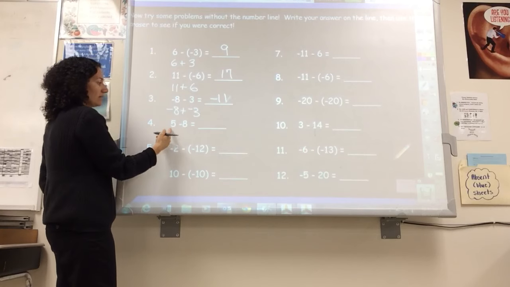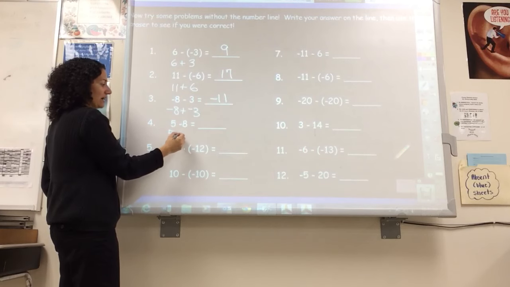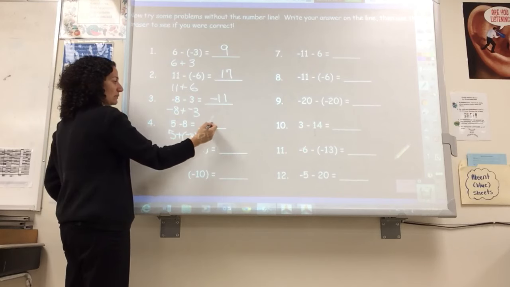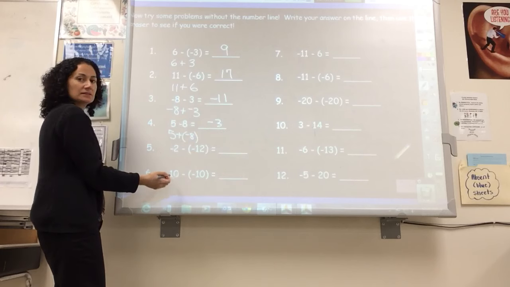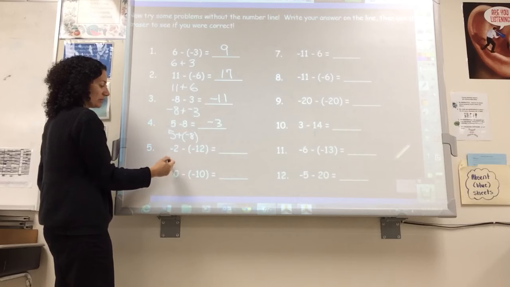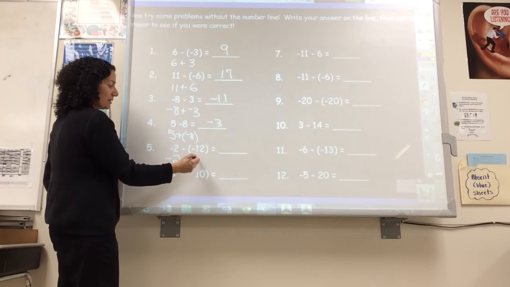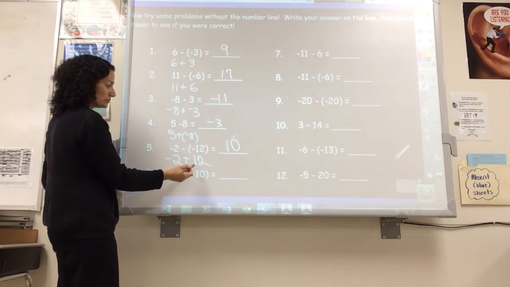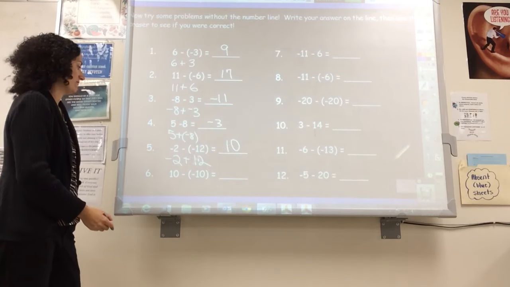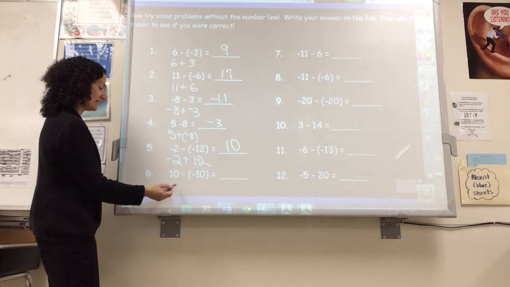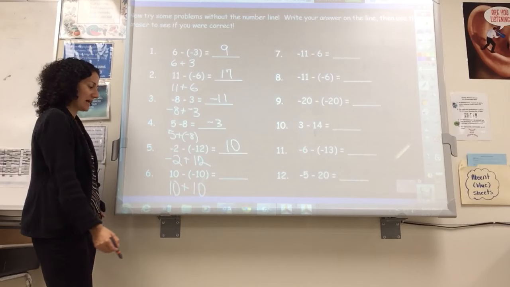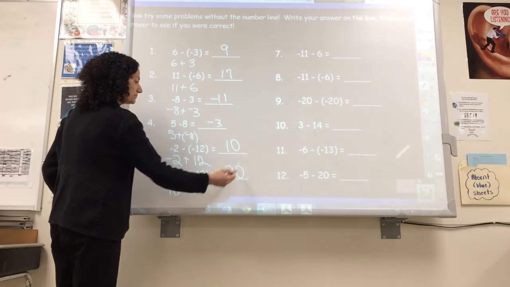and that would give me negative 11. 5 minus 8, well, that's the same thing as 5 plus a negative 8. And if I have different signs, I subtract them, so that would give me negative 3. Negative 2 minus negative 12 can be rewritten as negative 2 plus positive 12. And I have two different signs there, so I'm going to subtract them. And that would give me 10, and the bigger number is positive, so I keep the answer positive. 10 minus negative 10 is the same thing as 10 plus positive 10. And that's just 20. 10 plus 10 is 20.